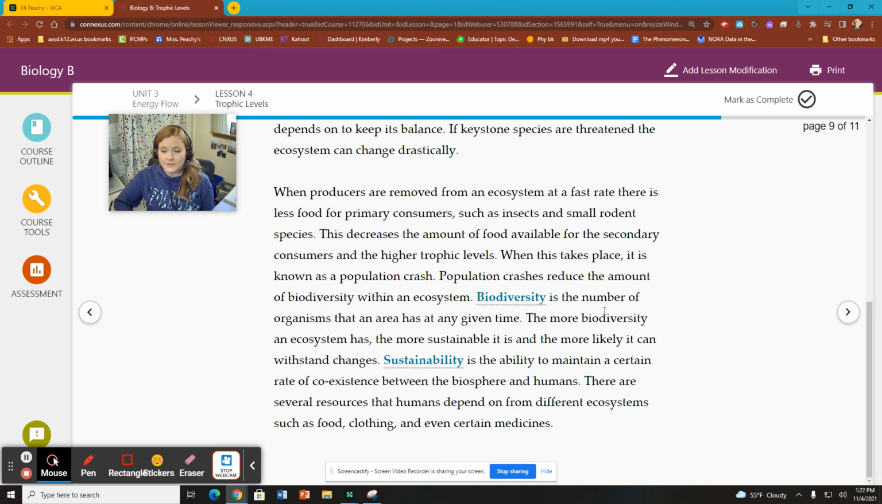Sustainability and biodiversity are very closely linked together. The more biodiverse an ecosystem is, the more sustainable it is. It's more likely to be stable and to survive. So, increasing biodiversity is important, and having human actions that cause the reduction of biodiversity also reduces the sustainability as well.